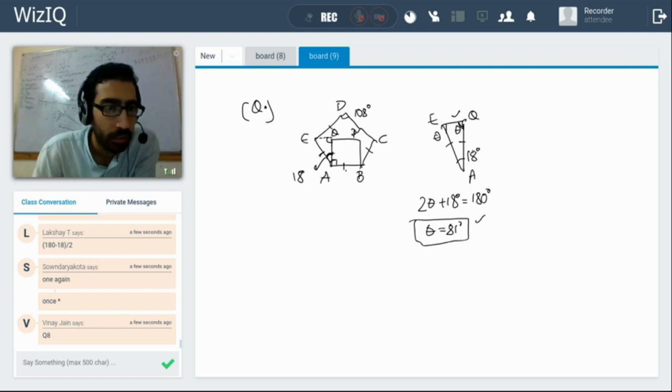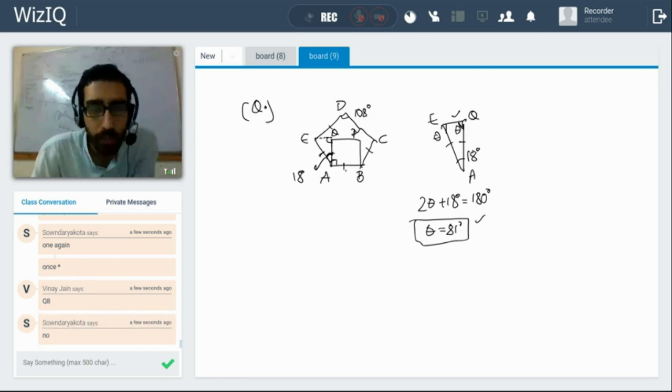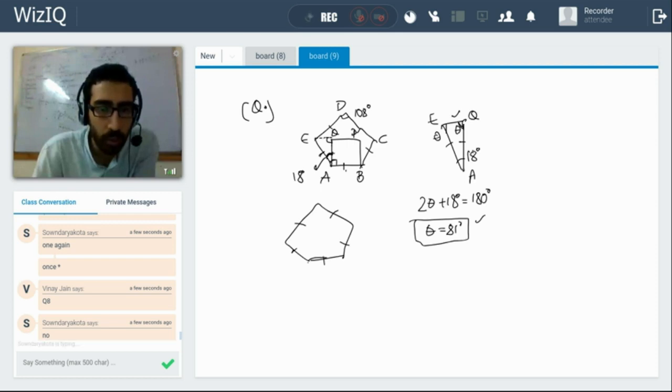You didn't understand this, Saundarya? Do you want me to repeat? Okay. What I am saying is all the sides here are equal. This is a regular pentagon, but since the square also is based on the same side, the side of the regular pentagon, then this side is also equal to this side.